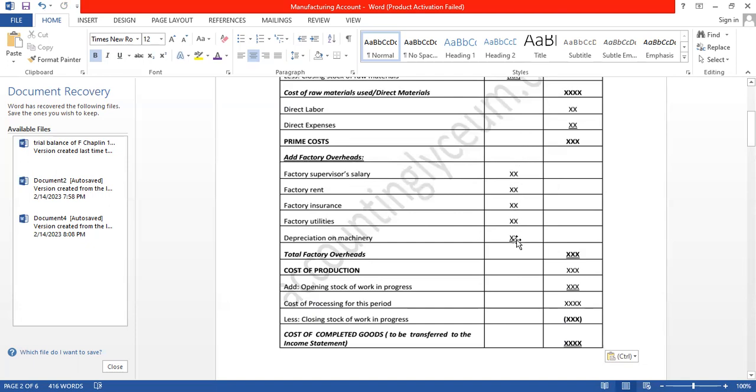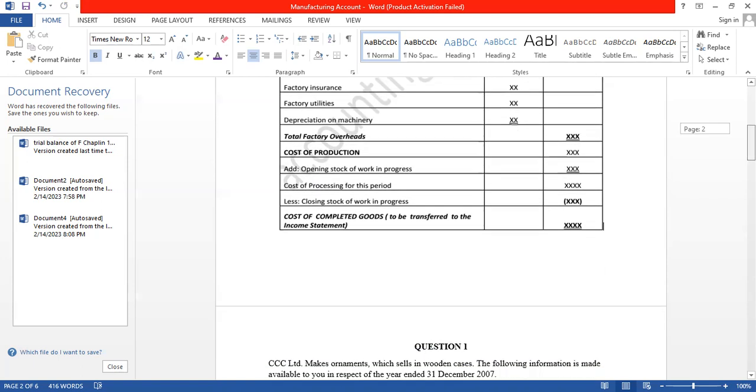So all these figures here, the answer will go in the second column here, and it will be called total factory overheads. So the factory overheads include supervisor's salary, factory rent or the rent that you pay for the factory, the insurance that you pay for the factory, utilities, which is light, water, and other things, and then depreciation on machinery. All of that, again, you find the sum of that and put it in the second column, and it becomes total factory overheads.